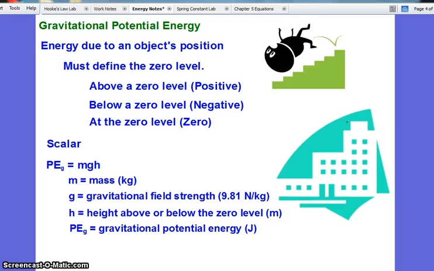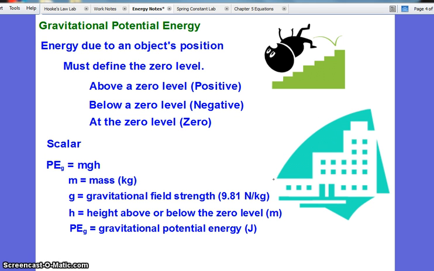If I call this my zero height, and I talk about the potential energy, if this height is negative 5 joules, and this height is negative 10 joules, then if I talk about my change in potential energy from spot A to spot B, I would say that my potential energy went down by 5. My change in gravitational potential energy went down by 5 joules.